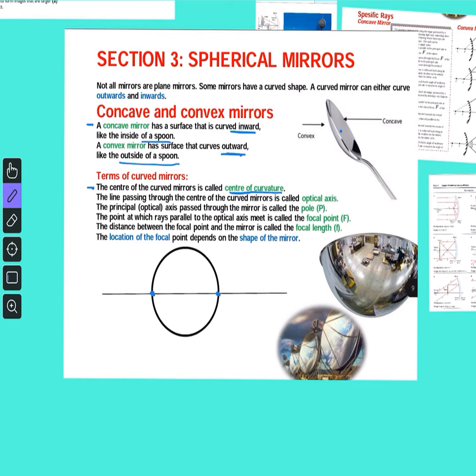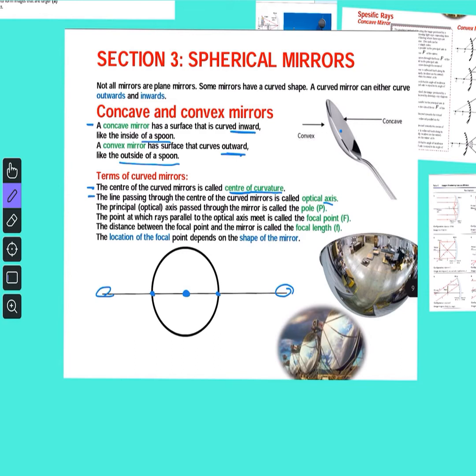Okay, and the second one, sorry, that was the center of the curvature. For the second one, the line passing through the center of the curved mirror is called the optical axis. This line, we call it the optical axis, which goes straight through the center of the curvature.